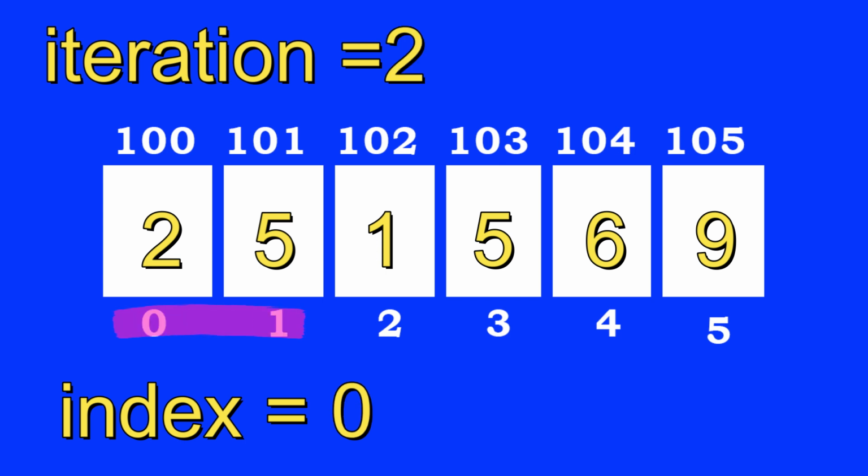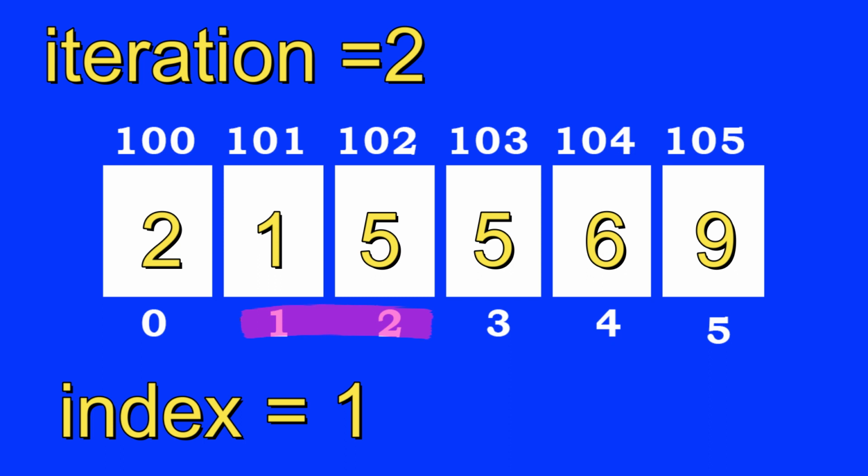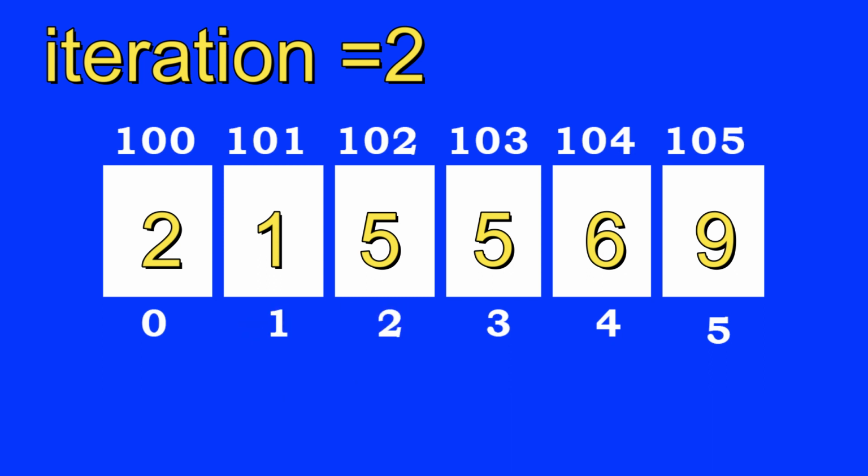In this iteration at index 0, no swap needed. Let's move on to index 1. Now 5 is greater than 1, let's swap the values. Further in this iteration, there is no swap possible. Let's move on to iteration 3.